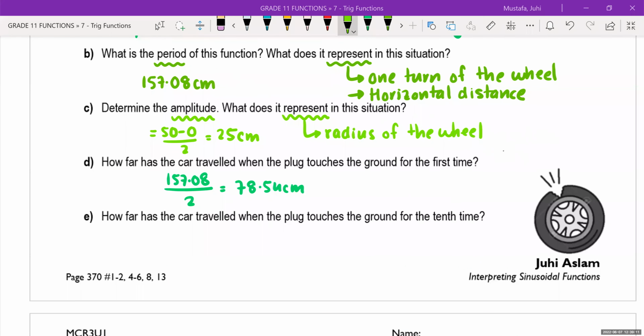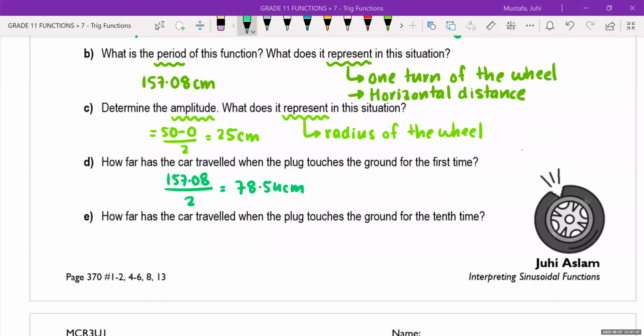And then finally, question E, how far has the car traveled when the plug touches the ground for the 10th time? I would say this is a thinking question because you really have to think about what exactly is happening. Okay, so I'll give you a second to think about it. I'll do attendance and see if you can get the right answer.